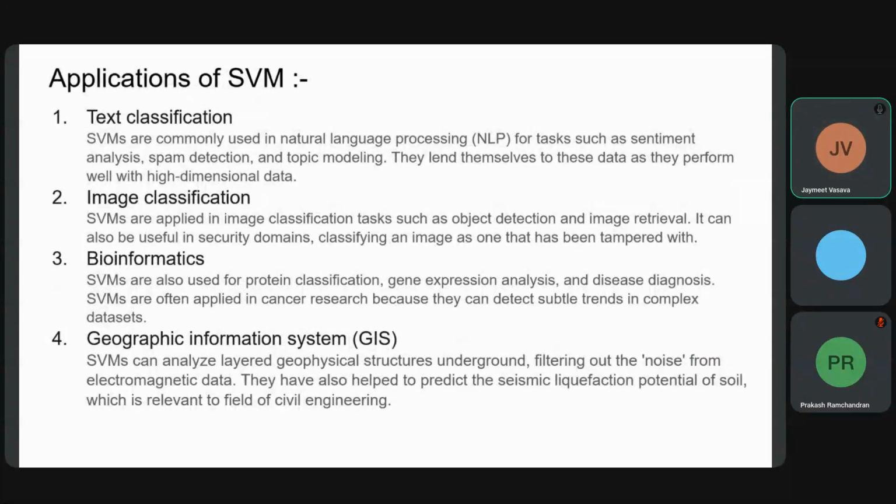Now let's look at some of the applications of the support vector machines. The first is text classification, where they are used for uses such as sentiment analysis, spam detection, and topic modeling, where they lend themselves to these data as they perform well with high dimensional data. The other application is image classification, where it can be used for object detection, image retrieval, and can also be used in security domains, to check whether the image has been tampered with or not.